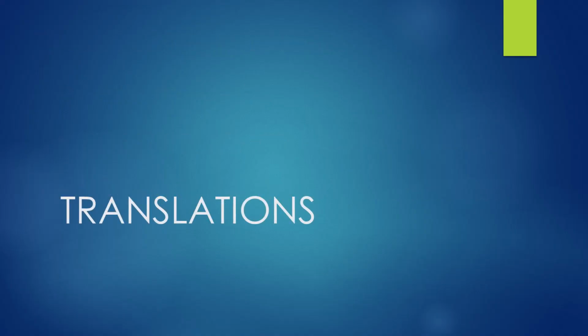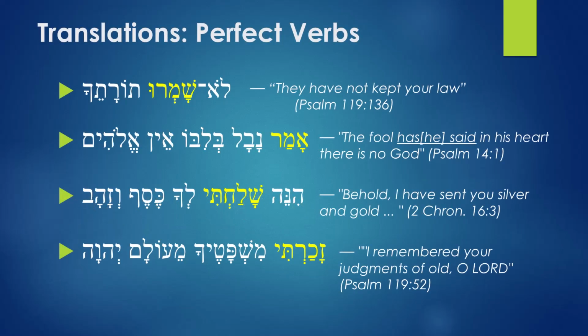All right, let's look at translations. Let's look at the examples we can find on how to translate perfect verbs. I'm going to run you through a number of them. The first phrase we have, Lo shamru toratecha. How do you translate that? In the past chapter, you looked at what lo means. Lo means not.